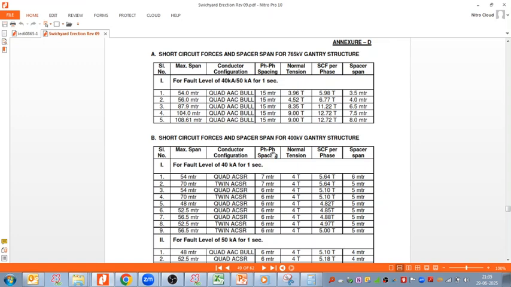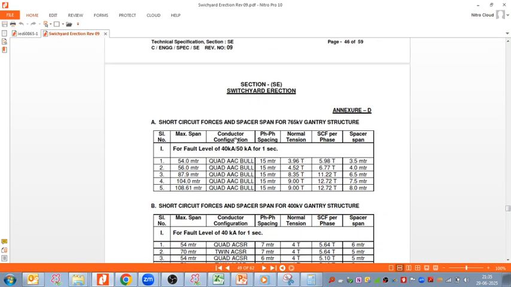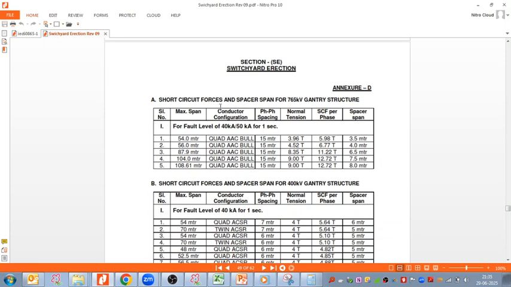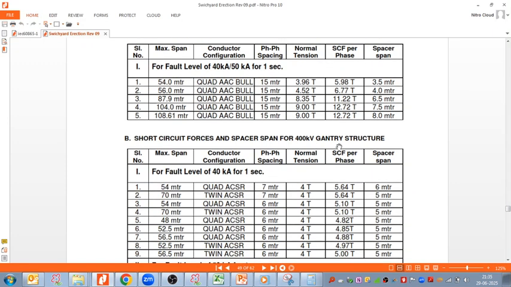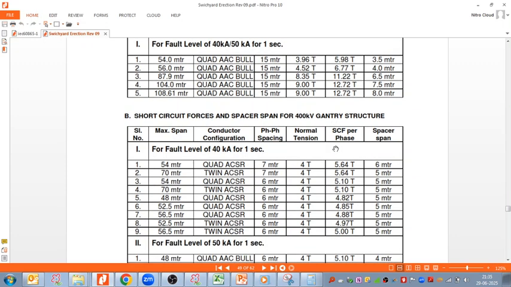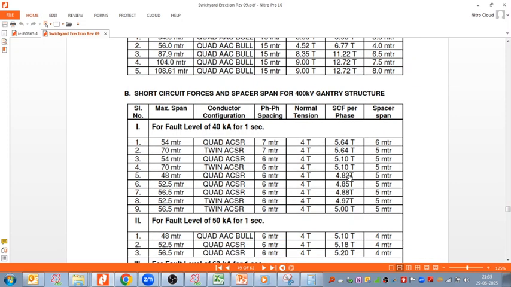Like if you can see here for 400 kV, they have given the short circuit forces as well, and special weight and special span for 765 kV and 400 kV gantry structure. So we are taking 500 kV, which is equivalent to the 400 kV gantry structure. As I mentioned in the beginning, for the power grid project they have already given the SCF per phase, so there is no need to calculate; we can take this as a reference and do the further civil calculation accordingly.